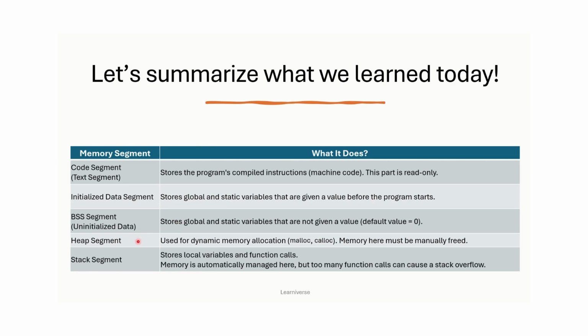The heap segment is used for dynamic memory allocation, and memory here must be manually freed. And the stack segment stores local variables and function calls. Here memory is automatically managed and too many function calls can cause stack overflow.